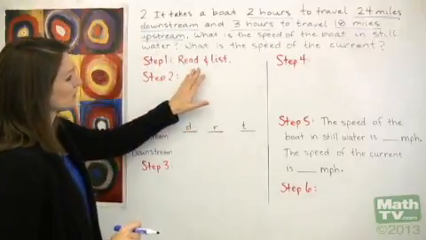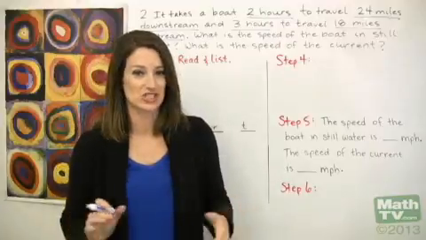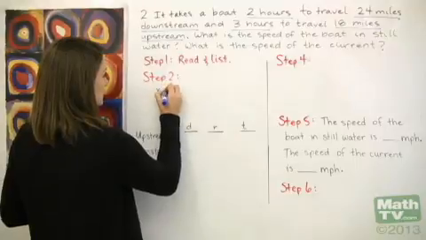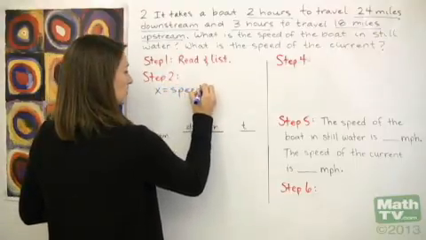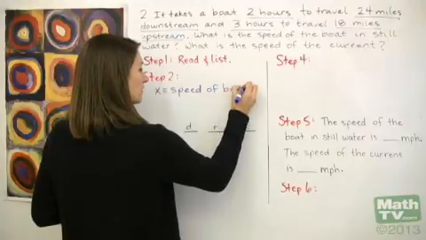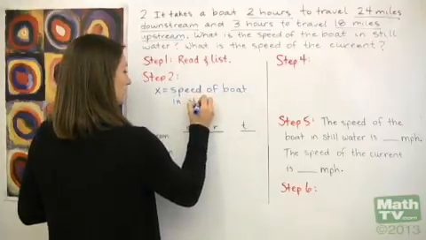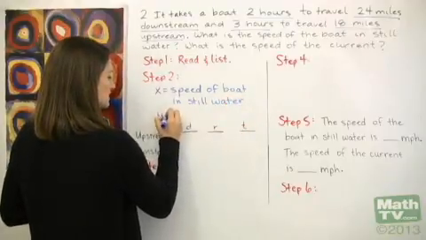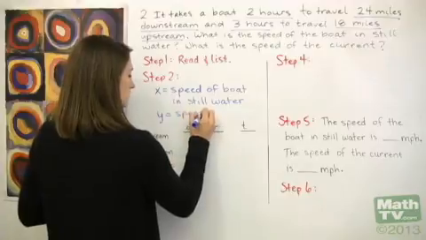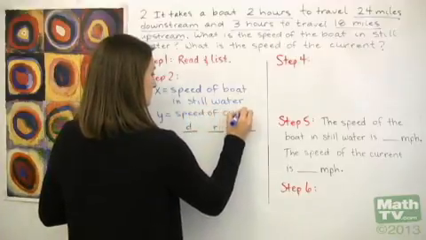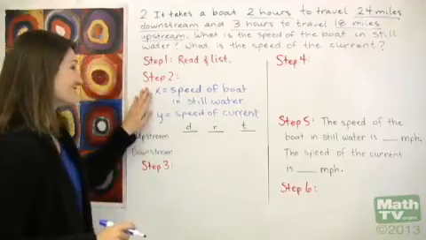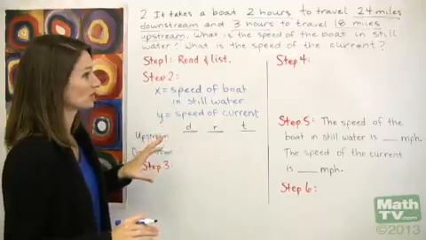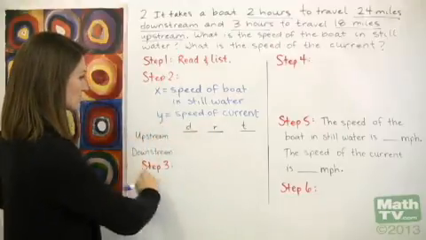So the first step was to read and list the knowns and the unknowns, which we just did. The second step is to assign a couple variables. So let's let x equal the speed of the boat in still water. And then we'll allow y to equal the speed of the current. Then using these two variables, we'll write some expressions in order to translate this information into something that we can use. So we're going to set up a table here.